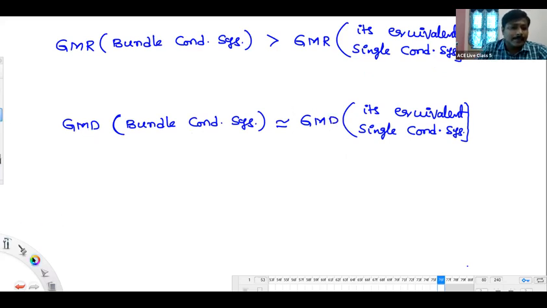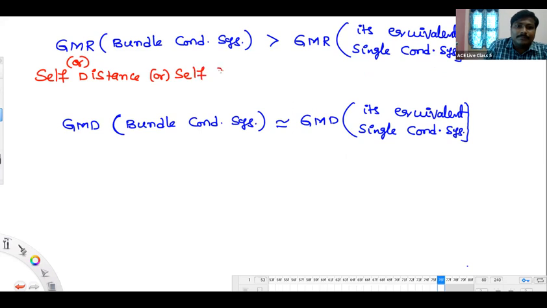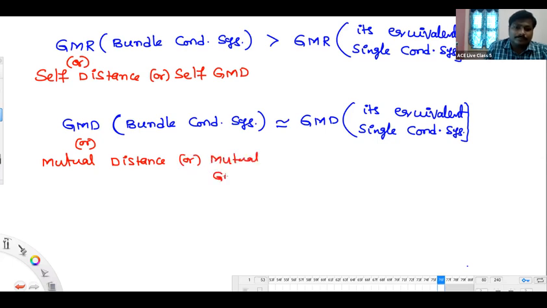Okay, see, already we mentioned various names. GMR can be called self distance, or you can say self GMD. And the GMD can be called mutual distance, or you can name this mutual GMD. So this is one of the important points to be observed.